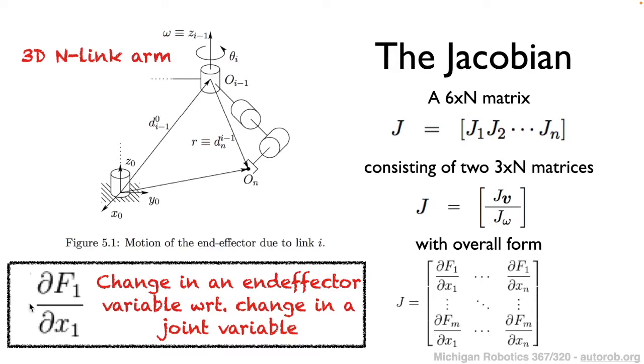Just to reiterate, one element within this Jacobian represents the change in an end effector variable with respect to a change in one of the joint variables. And this is going to be very useful for us as we try to solve the inverse kinematics problem using gradient descent.